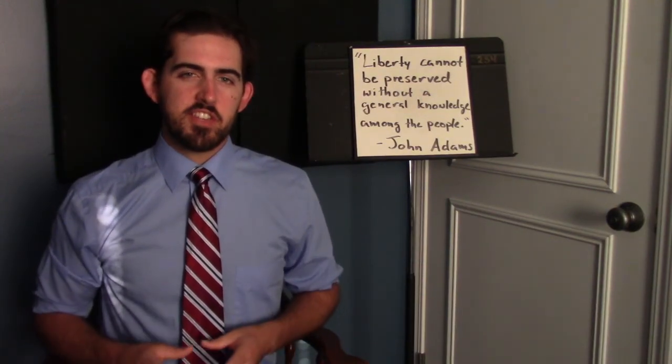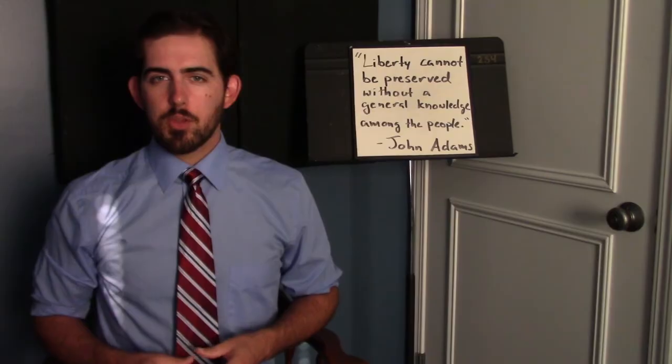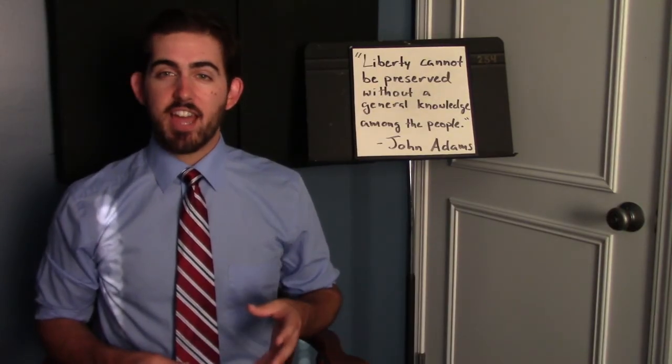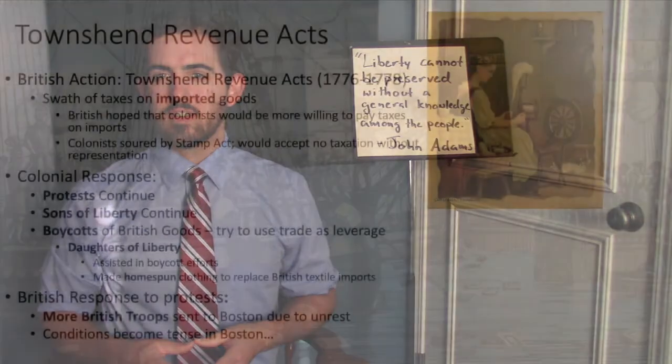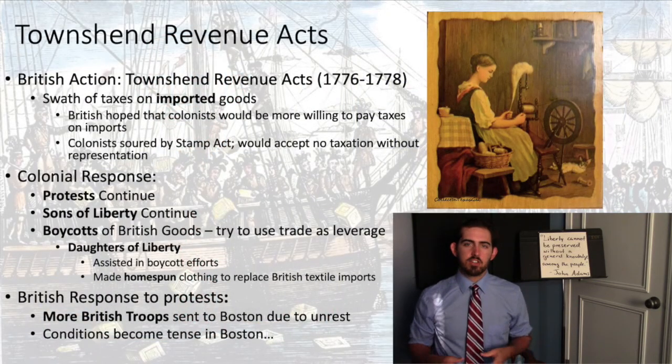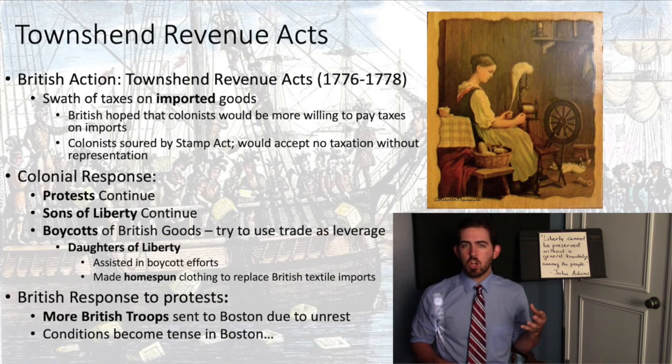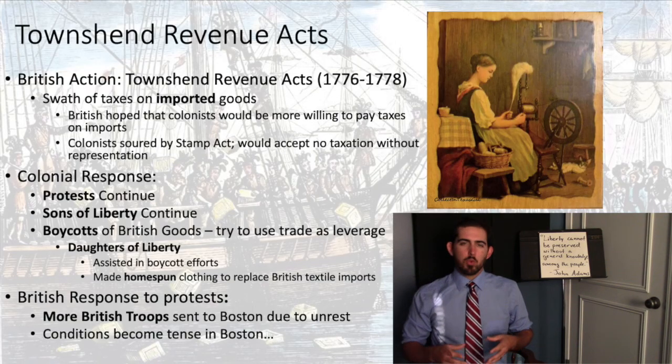Between 1766 and 1768, the British doubled down on their attempts to tax the colonies, with a series of laws known as the Townshend Revenue Acts. These were a swath of taxes placed on goods imported from England. The British hoped that the colonists would be more willing to pay taxes on imported goods, but the rhetoric that surrounded the Stamp Act had become a staple in colonial culture, and the colonies rejected the Townshend Acts just the same. They responded to the acts in two main ways.